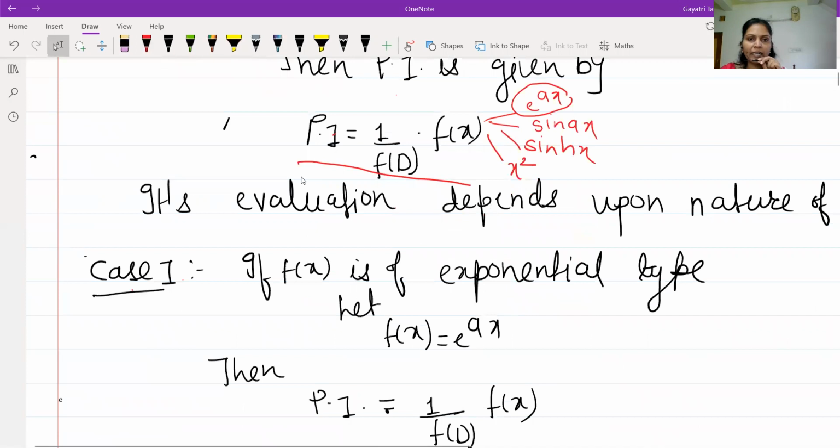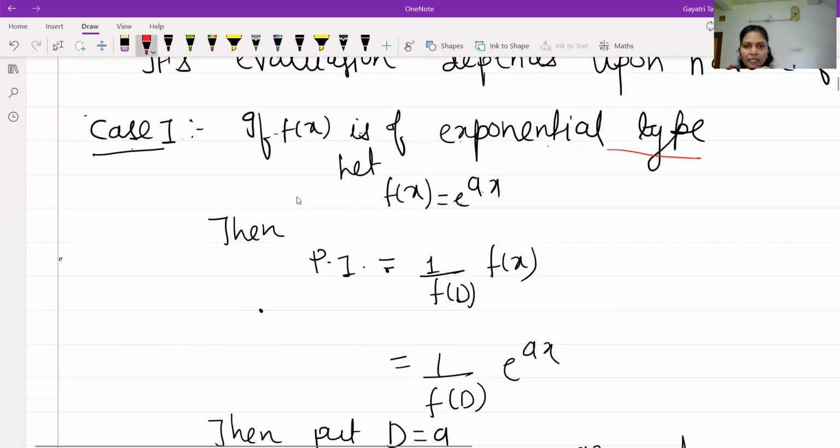Case 1 is that if f of x is of exponential type. Exponential means let it be e raised to ax. What is the formula for the PI? The formula for the PI is 1 upon f of D into f of x, so we have to put the value of f of x. The value of f of x is e raised to ax. It may be e raised to 2x, e raised to 3x. What is this a? A is nothing but the coefficient of x.